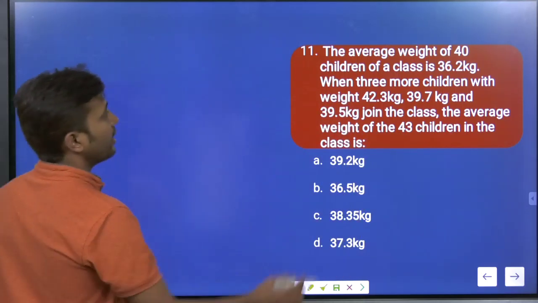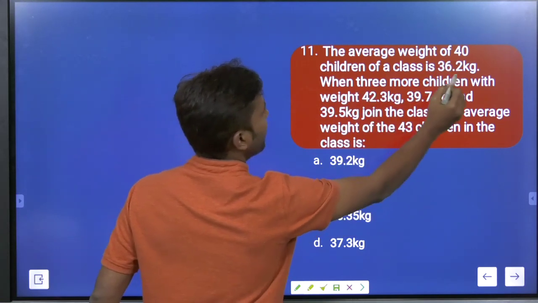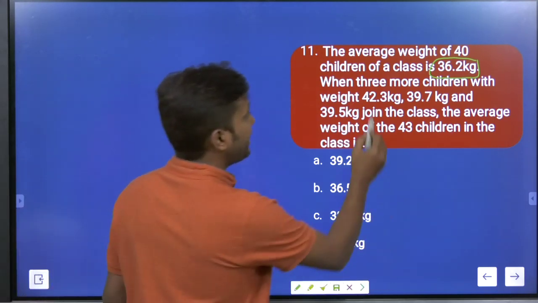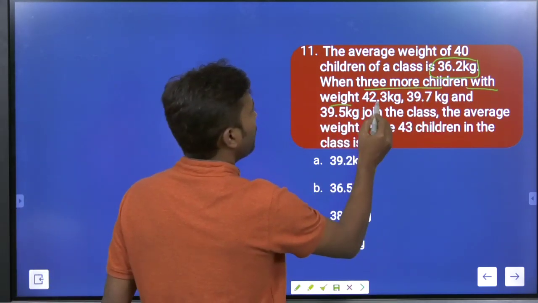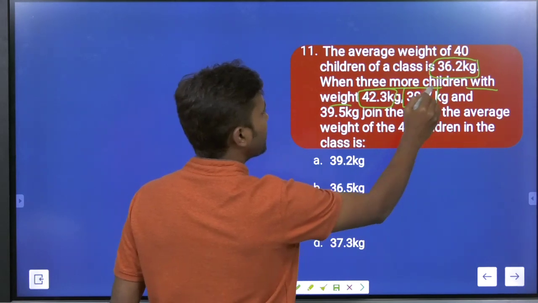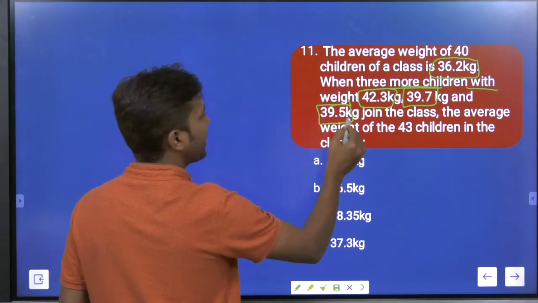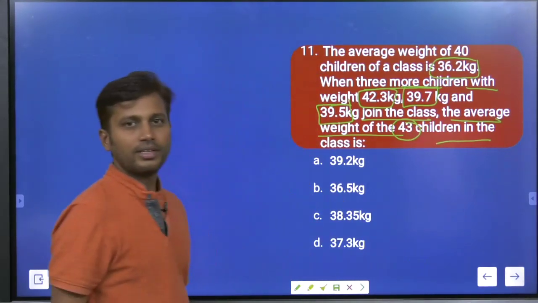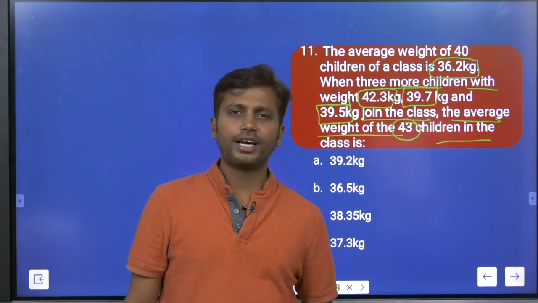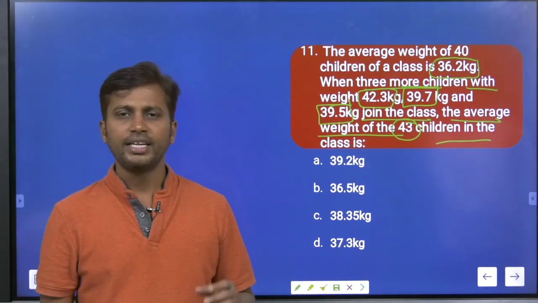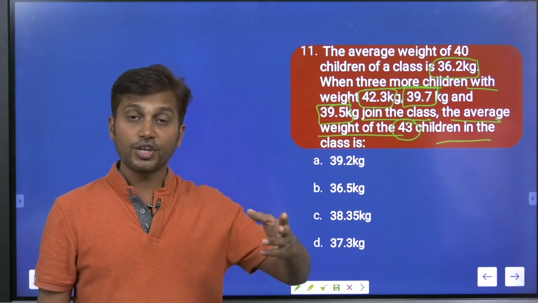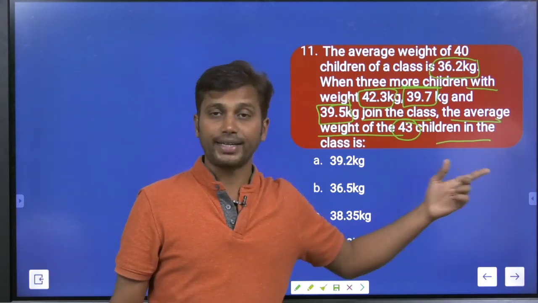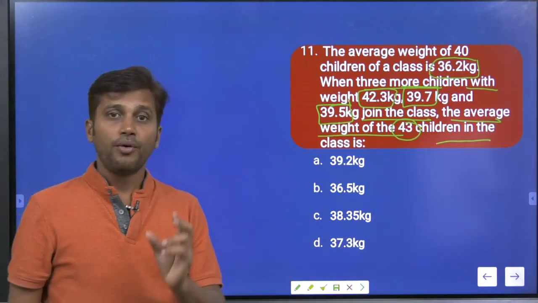Okay, let's see. The average weight of the 40 children of a class is 36.2 kgs. When 3 more children with weights 42.3 kg, 39.7 kgs and 39.5 kgs join the class, the average of the total 43 children is how much? Anyways, guys, whenever you want to find the average, we need to find the sum of the observations by the number of observations. We need the sum of the weights of 43 students. Before finding this, I want to remind you of one basic.